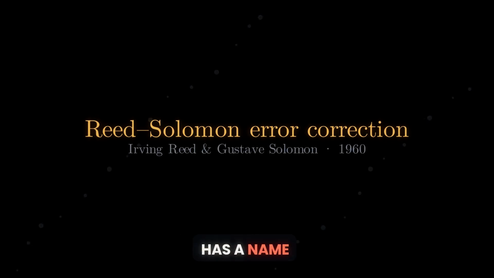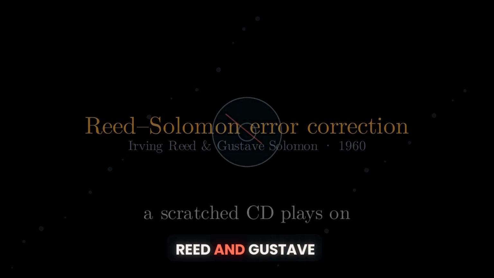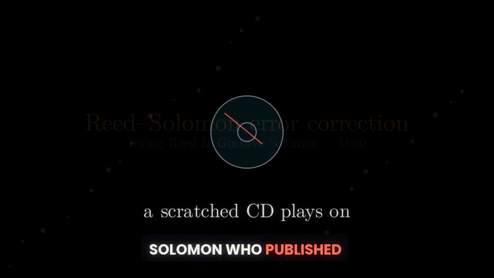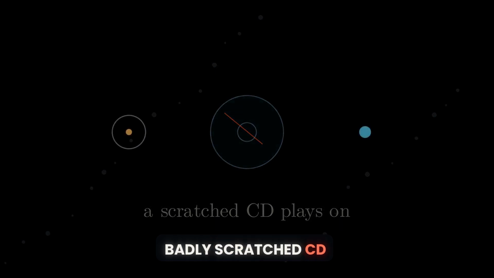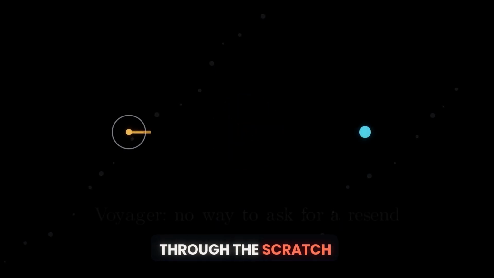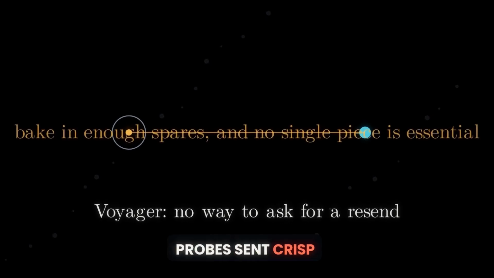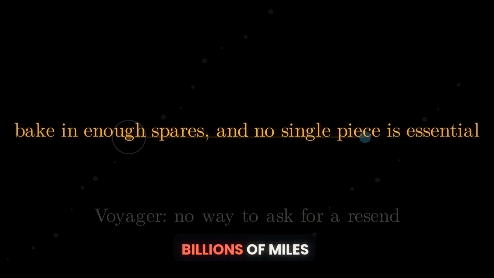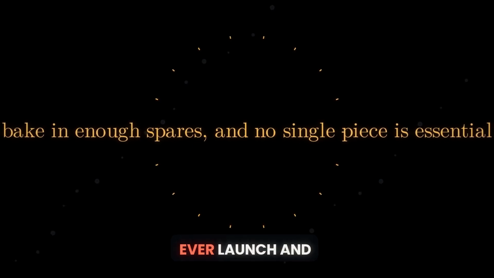This whole idea has a name. Reed-Solomon error correction, after Irving Reed and Gustav Solomon, who published it in 1960. It is the reason a badly scratched CD still plays straight through the scratch, without a skip. And it is how the Voyager probes sent crisp photographs home from billions of miles away. Out there, you cannot ask for a resend, so you bake all the backup in before you ever launch.